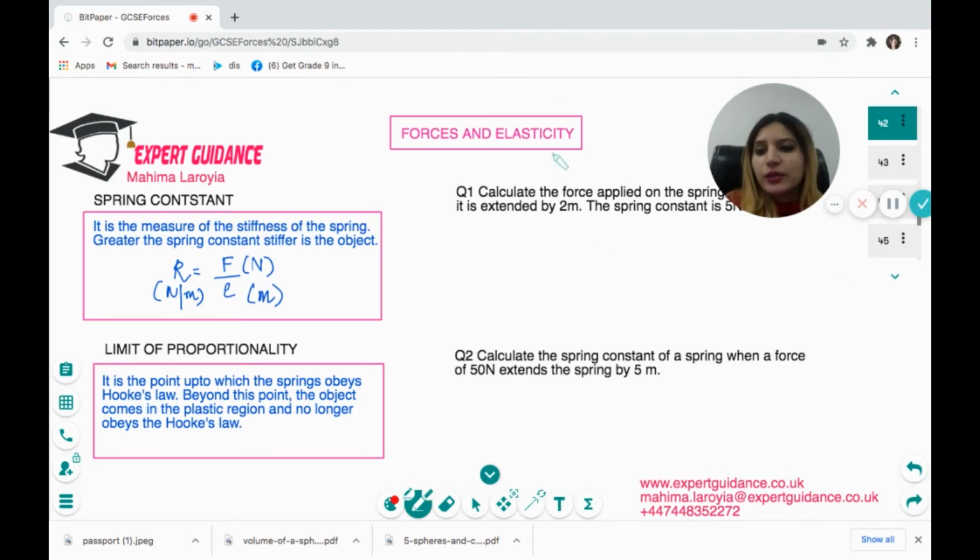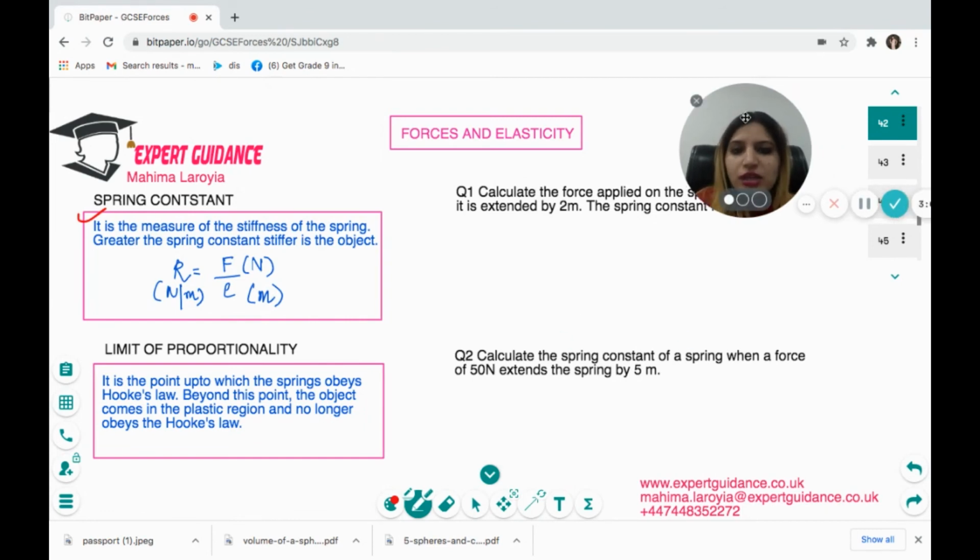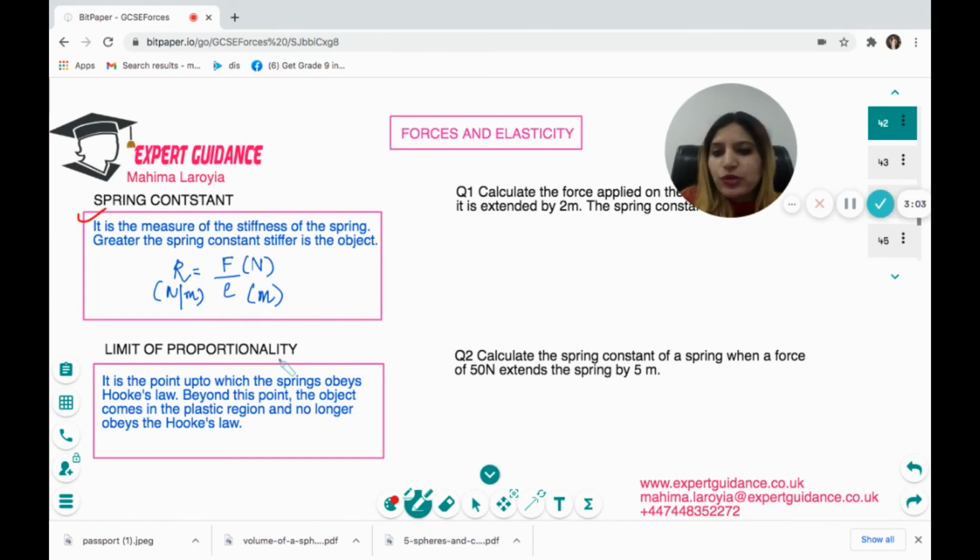Okay, now we can rearrange this. The spring constant is given by force over the extension. So if they have given you force and extension in the question, you can divide the two to get the spring constant. And what is the limit of proportionality? It is the point up to which the spring obeys Hooke's law. Beyond this point, the object enters the plastic region and no longer obeys Hooke's law.